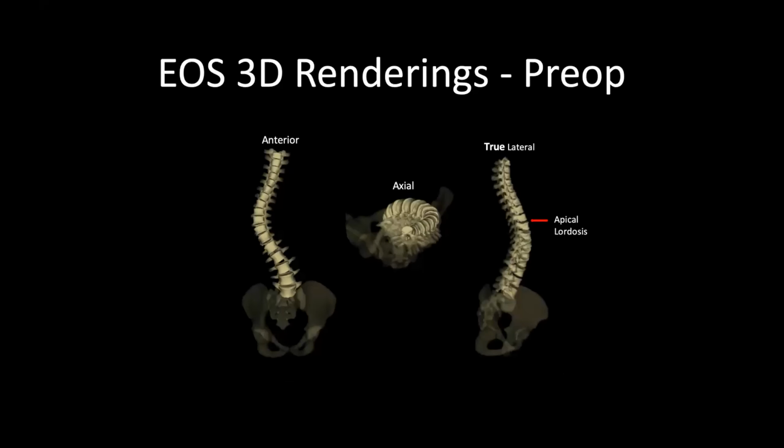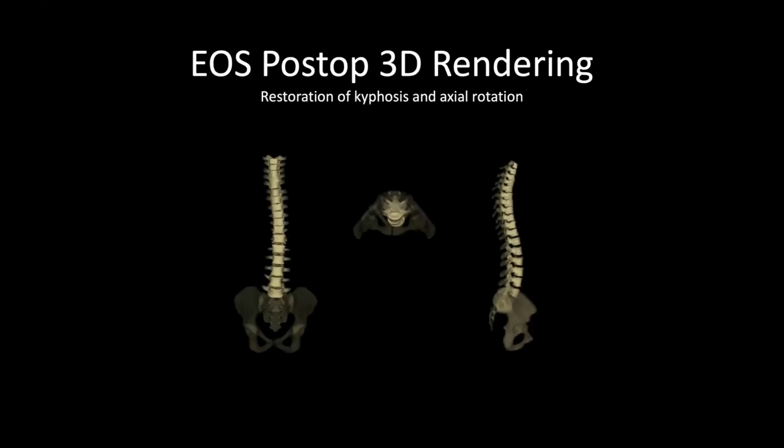Those were the 2D. Here's the same patient in 3D with that true lateral, meaning all those apical vertebrae were derotated. Look at how much kyphosis needed to be restored, and we were able to do that with an all posterior correction and instrumentation.